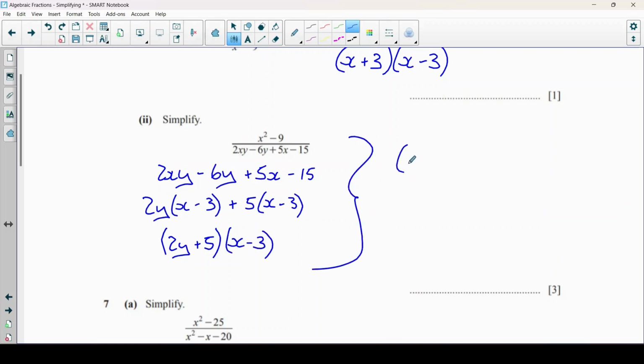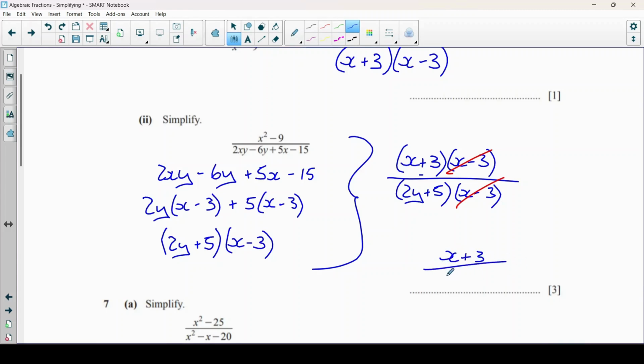Put that back into the fraction, (x plus 3)(x minus 3) over (2y plus 5)(x minus 3), and then we're going to divide top and bottom by x minus 3, leaving us with x plus 3 over 2y plus 5.